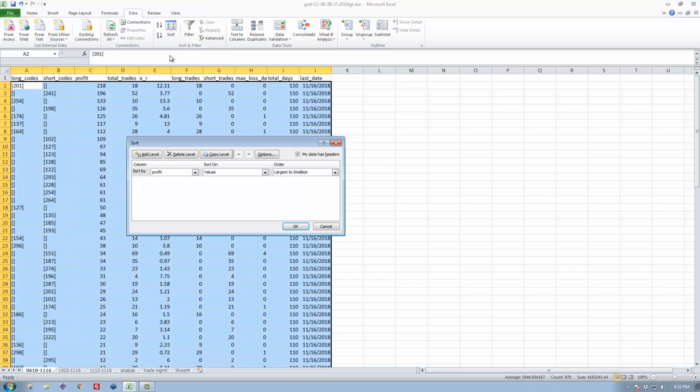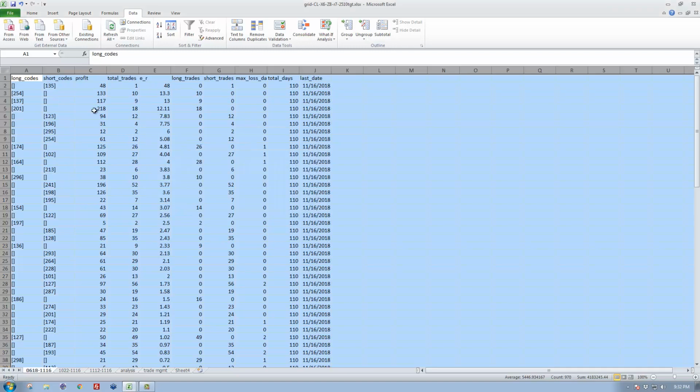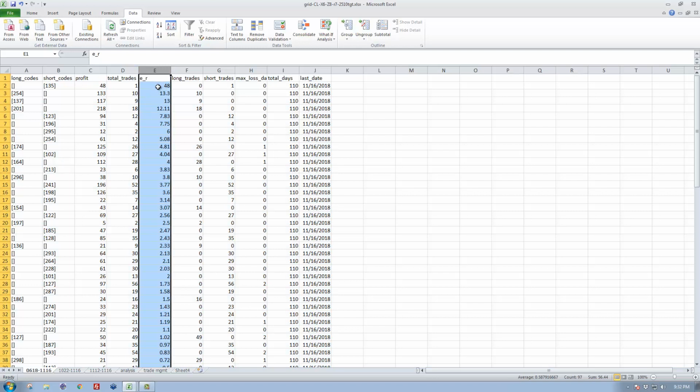So let's do that. What we're doing is walking through the process that I went through to get to how I'm going to trade here. So now we're sorting by this column in descending order. Okay, this is across 110 days. All right, so it's a fairly large sample size. That's 22 weeks of trading.